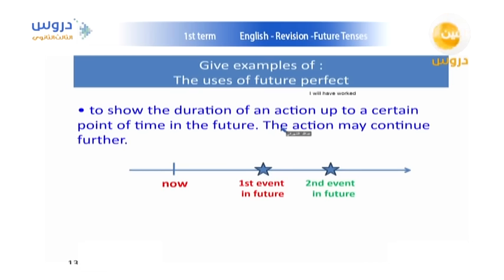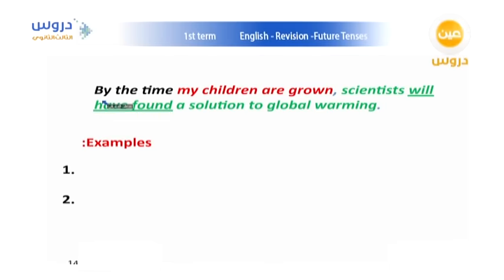So this is the form: subject, auxiliary will, then auxiliary have, then the main verb, which is a past participle. The verb 3. Don't forget. Verb 3. Okay? Verb 3. So now we will give you two events here, a past and a future, as we said. The future perfect talks about a past, but in the future. A past in the future.